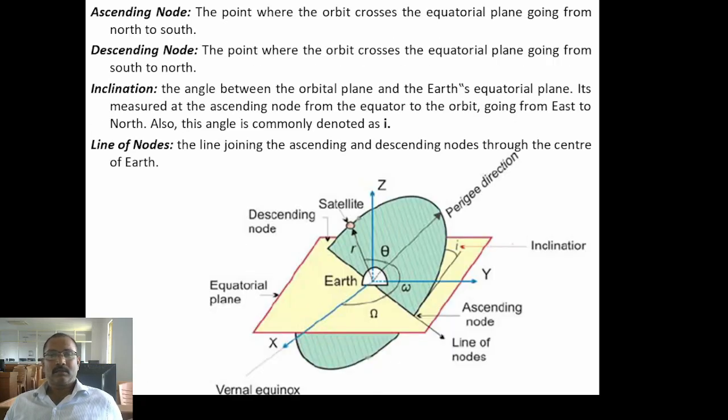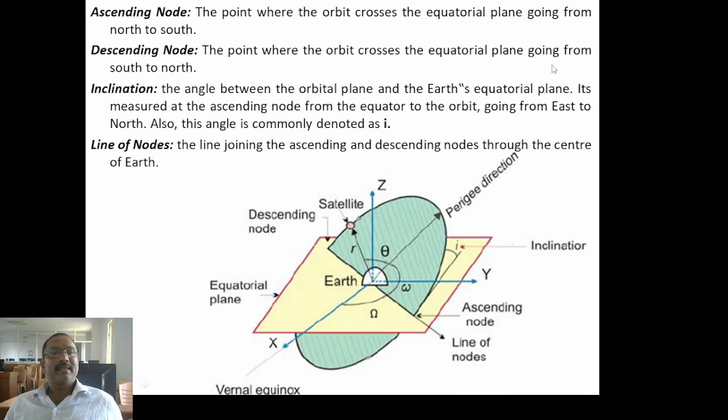Then the ascending node. The ascending node is the point where the orbit crosses the equatorial plane going from north to south. So here the direction is important. The opposite is the descending node, the point where the orbit crosses the equatorial plane going from south to north. So while going from south to north, you cross the equatorial plane at that point, which is the descending node.